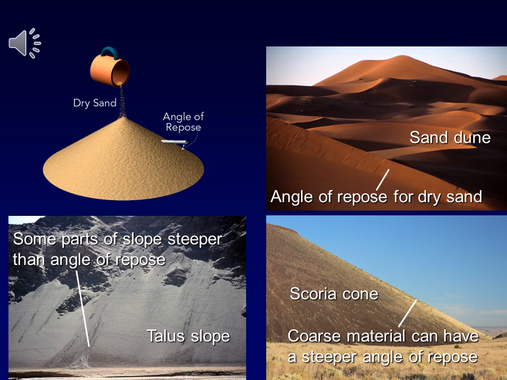And then if we look at the scoria cone in the bottom right-hand corner, coarse material can have a steeper angle of repose. So if it's larger material, more like gravel, if it's more angular, it's easier for it to stick together. That will all change the angle of repose. And this is important when we're talking about landslides, because we need to know what is the material, what's the amount of moisture, what's the maximum angle it can be at before it's likely to slide.